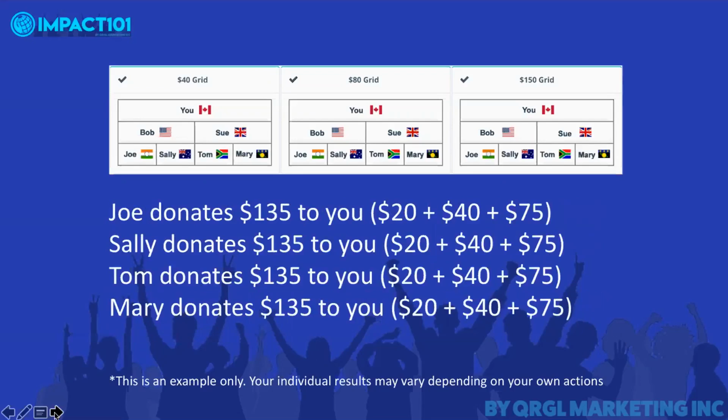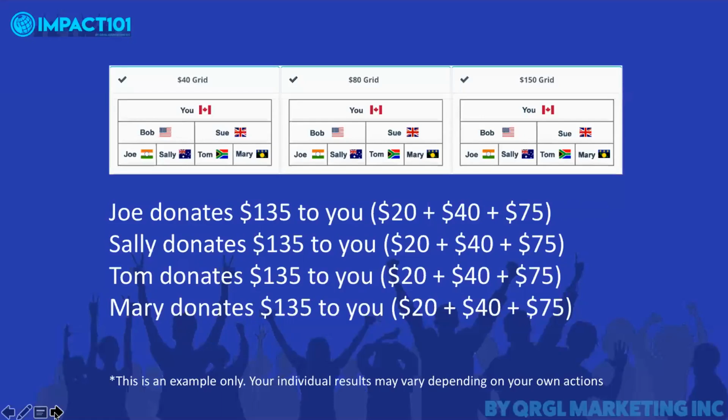They each find their 2 people who do the same thing and start with the first 3 grids. Bob finds Joe and Sally. Joe and Sally both make a $135 donation to Bob, who's their inviter, and they also make a $135 donation to you because they fell into your grid. Sue finds Tom and Mary, who each make a $135 donation to Sue, who's their inviter, but they also make a $135 donation to you because they fell into your grids.